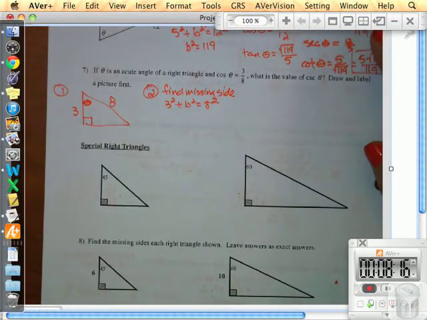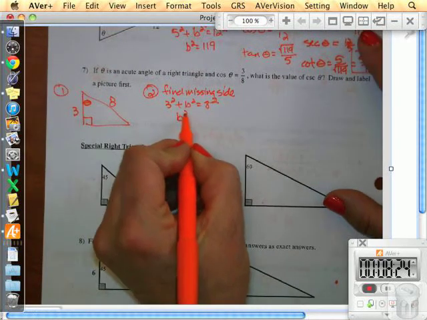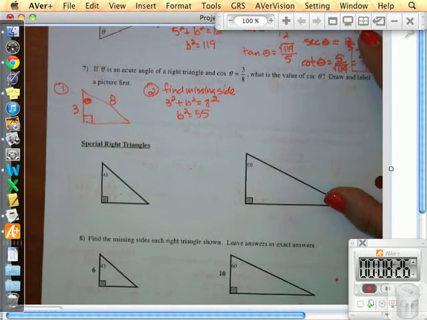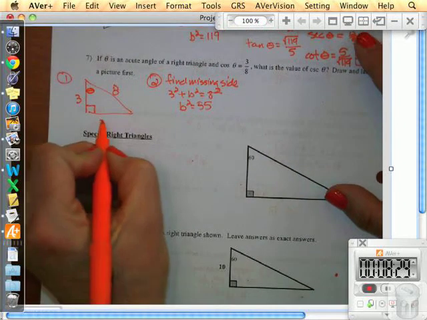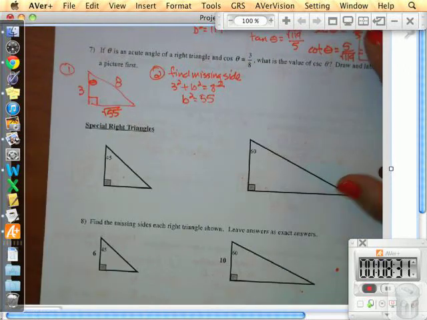That would be 64 minus 9. You see that? 64 minus 9. So b squared would be 55. B is the square root of 55. You cannot simplify that any further.